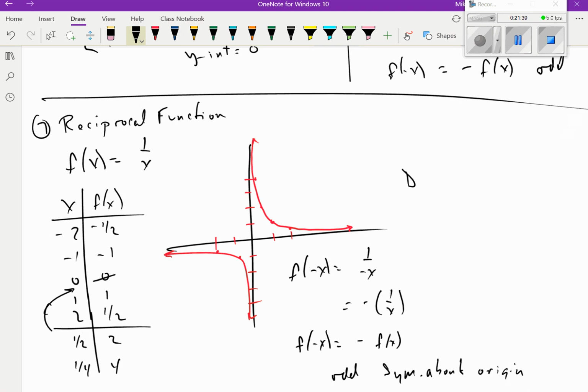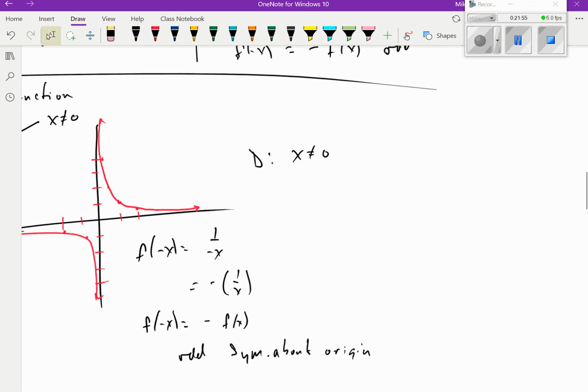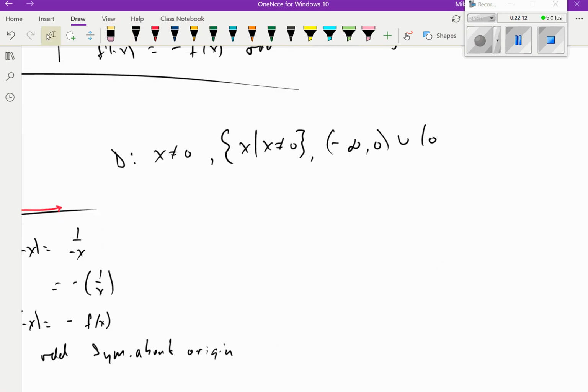As far as our domain, looks like anything we have except 0 will work because I have a denominator. I'm dividing by this value, so x is not allowed to be 0. So in my domain, I could just say it that way. X is not allowed to be 0. Or I could phrase it in set builder notation. I can say all x such that x is not allowed to be 0. Or I could phrase this as going from negative infinity up to 0, combined with 0 out to infinity. And if I use the parentheses here, that means I'm not including 0.